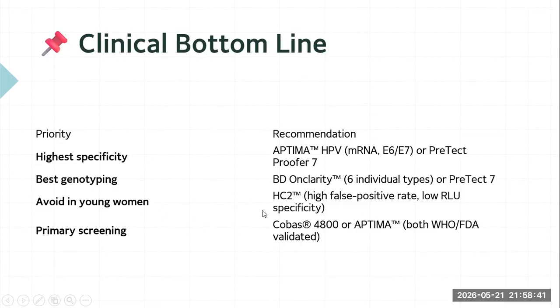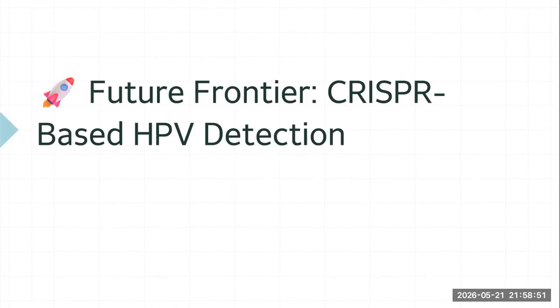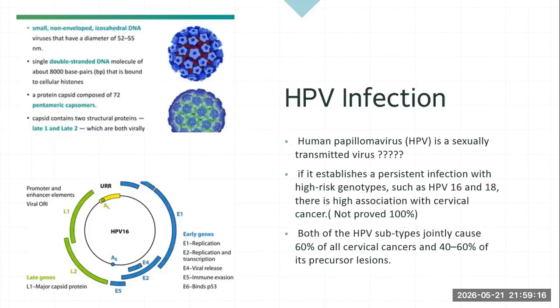We should avoid HC2 in young women, and for primary screening Cobas or Aptima. Both are WHO and FDA approved. And the future is coming from CRISPR-based HPV detection. So again, the question is why to go for extensive high-risk HPV DNA testing when it is already proved that the Pap smear, when used as a screening tool, is able to decrease the load of cervical cancer, or can help in eliminating cervical cancer.